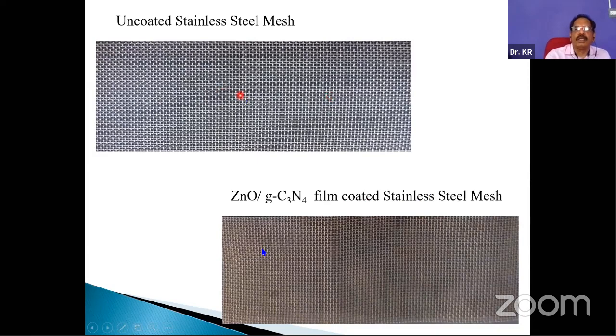Stainless steel mesh. This is the zinc oxide graphitic carbon nitride coated stainless steel mesh. We can use these meshes coated with zinc oxide graphitic carbon nitride material, which is a photocatalytic material, for the purification of textile effluents discharged from the dye units.